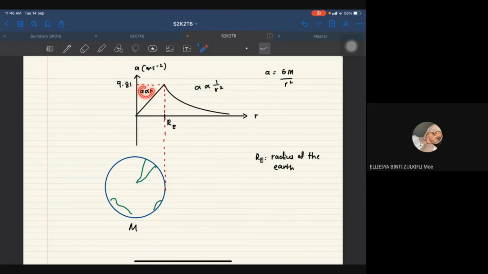Ni relation, so kamu kena tahulah A is directly proportional to R if you are considering the mass inside the earth. Sebab apa? Mass dia berkurang bila kita makin dalam. Sebab tu dia punya gravitation field strength pun berkurang. Kalau makin jauh, obviously dia berkurang lah.